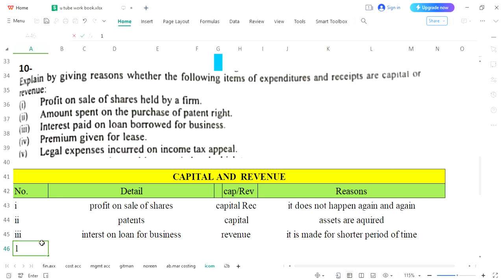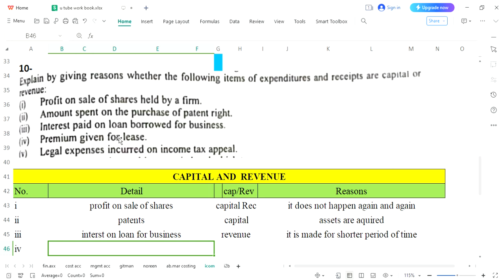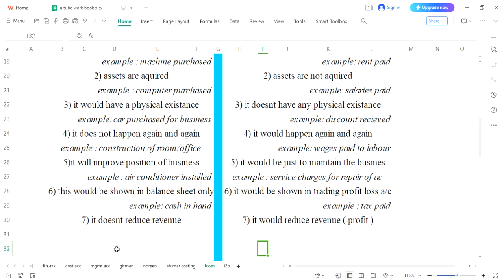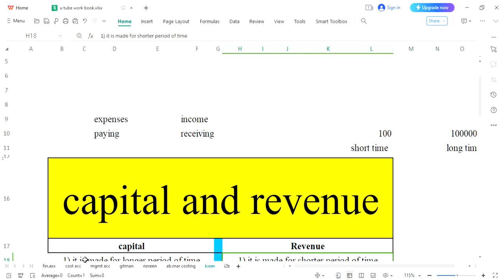Now we will see our fourth entry, premium given on lease. It was also discussed earlier that lease is an activity which is done for several years. I have given you the example of Hong Kong, which was given on lease for 99 years. So normally a contract of lease is made for several years. So the person who is paying premium is doing this transaction for a longer period of time. So we will call it capital because this would not happen again. It is made for a longer period of time.